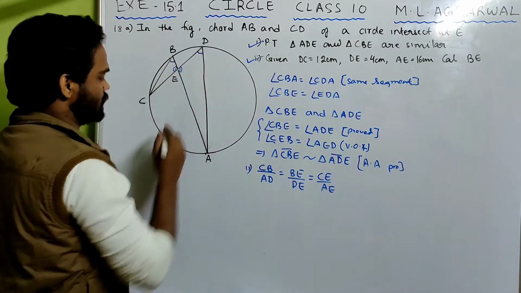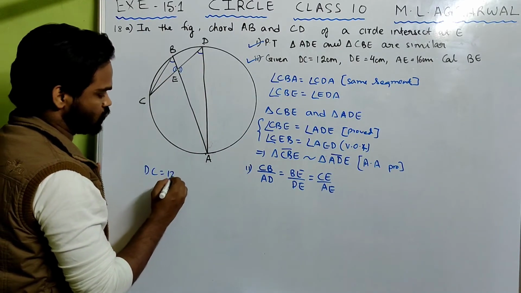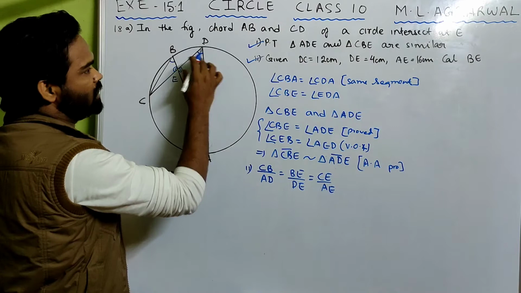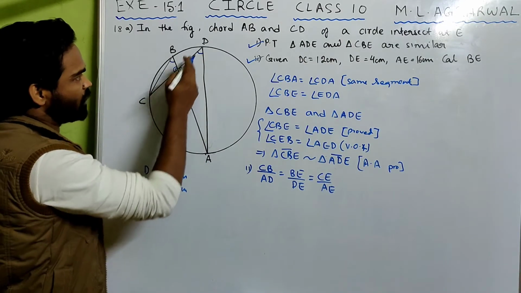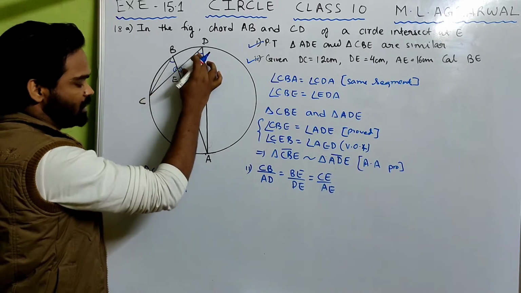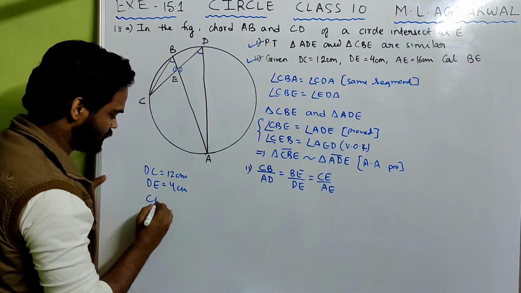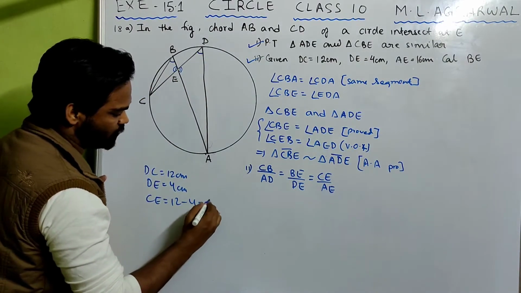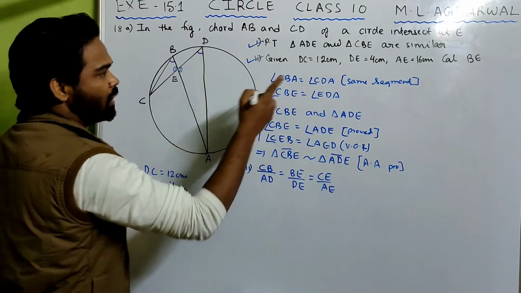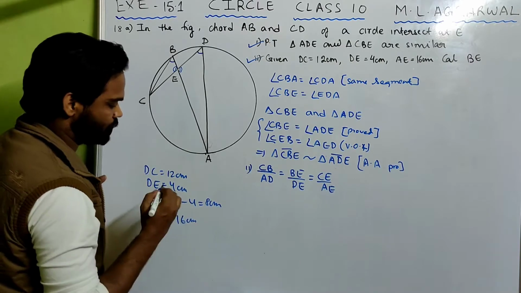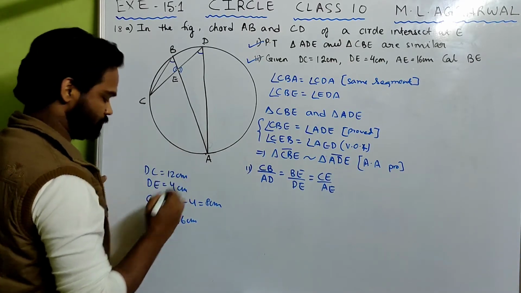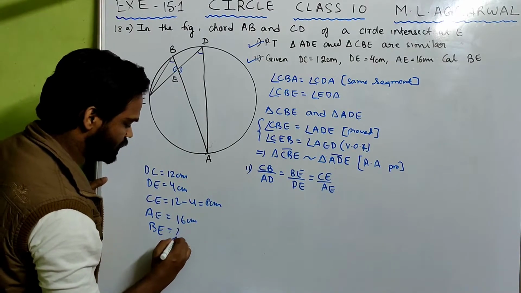Given DC is 12 centimeter, DE is 4 centimeter. So just look carefully. DC is 12, DE is 4. So what is CE? CE is definitely 12 minus 4, that's 8 centimeter. AE is given as 16 centimeter. They've asked for BE in the second part.